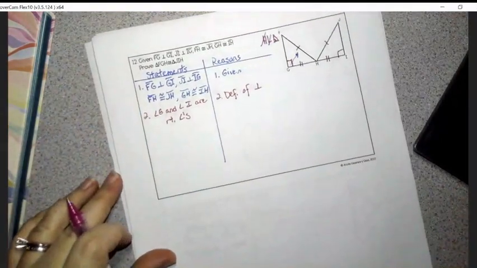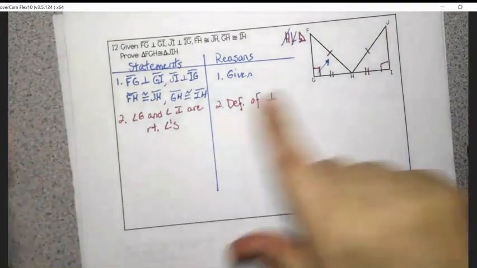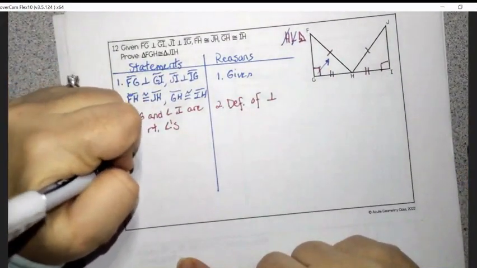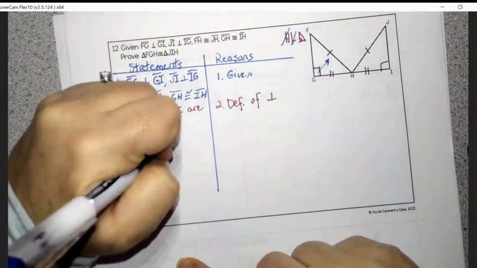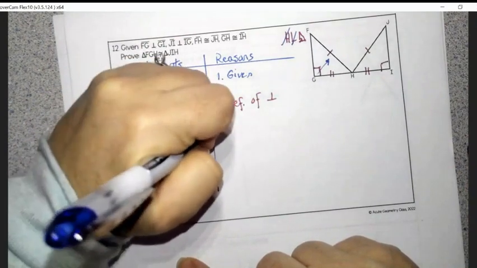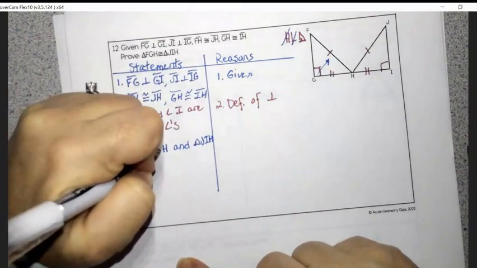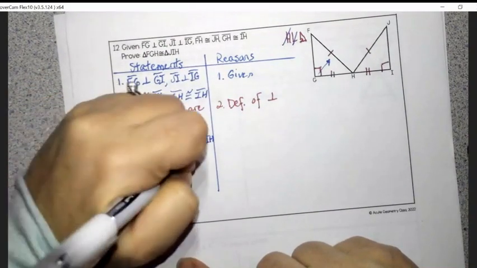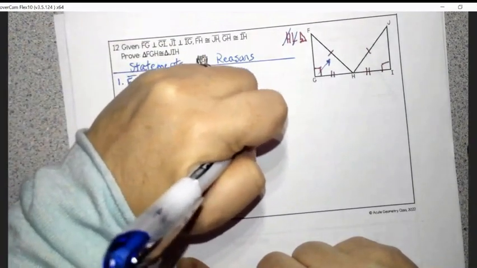Okay, let me zoom in a little bit. And then once we know that each of the triangles has a right angle, we can say that they are right triangles. So triangle FGH and triangle JIH are right triangles. And that is the definition of a right triangle.